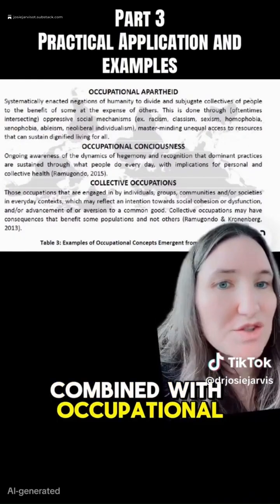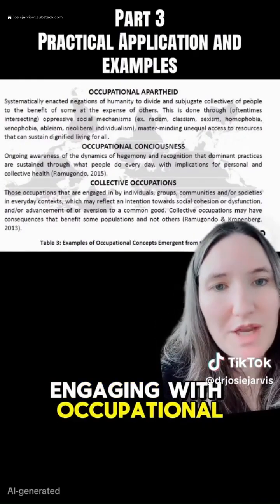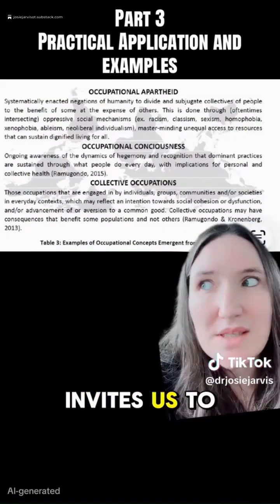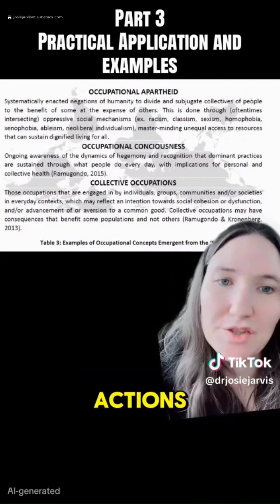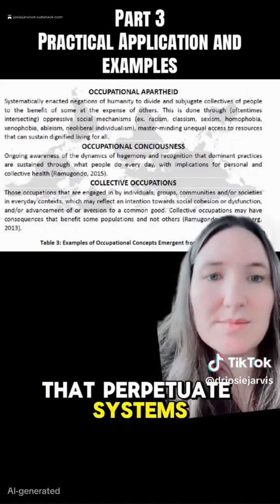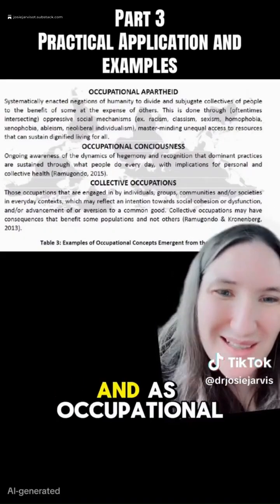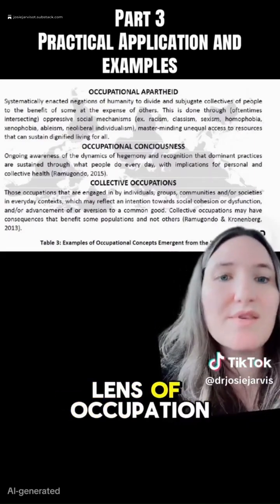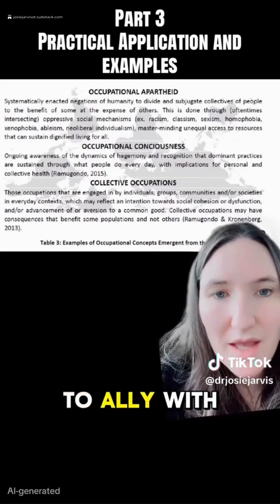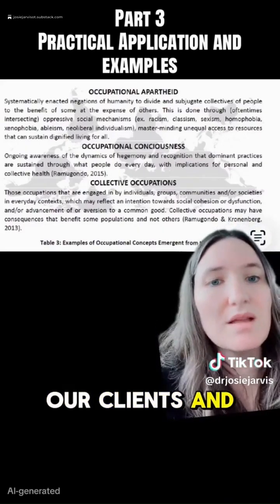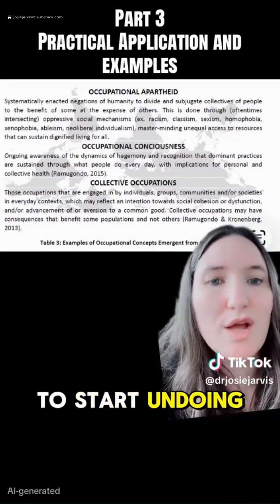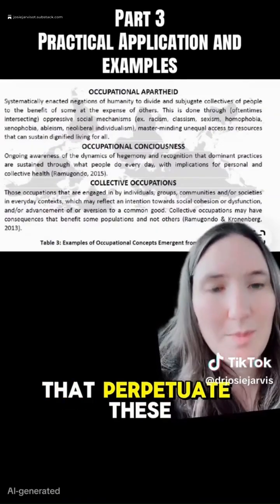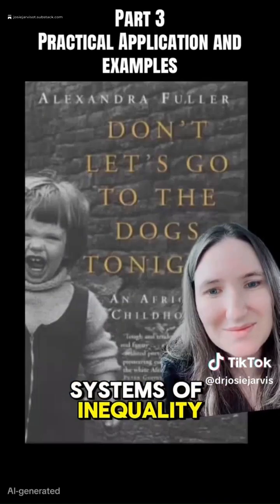Combined with occupational consciousness, engaging with occupational apartheid invites us to critically consume everyday actions that perpetuate systems and inequality. And as occupational therapists, this invites us to utilize this lens of occupation to ally with our clients and ally with ourselves to start undoing some of these patterns that perpetuate these systems of inequality.